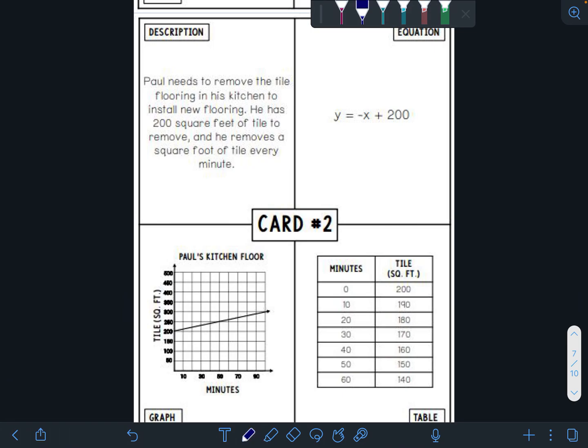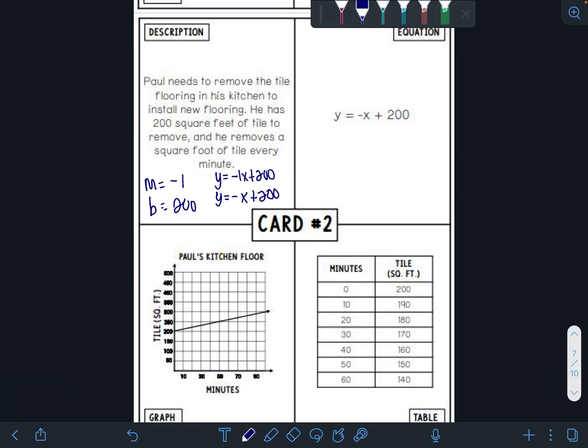So Paul needs to remove flooring in his kitchen. He has 200 square feet of tile to remove, and he removes a square foot of tile every minute. So I know he starts out with 200 square feet of flooring, and he takes away, and we represent taking away by a negative, so he takes away 1 square foot every minute. If we were to look at that as an equation, we would have negative 1x plus 200. But anything times 1 times x would just be x. So I would have y equals negative x plus 200.